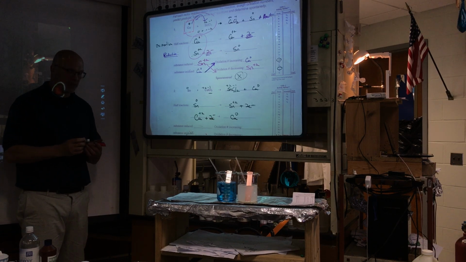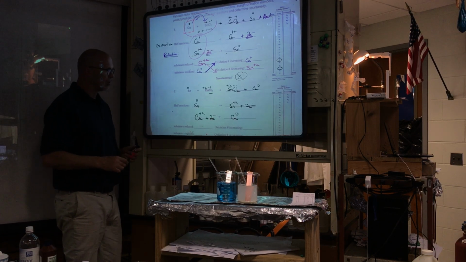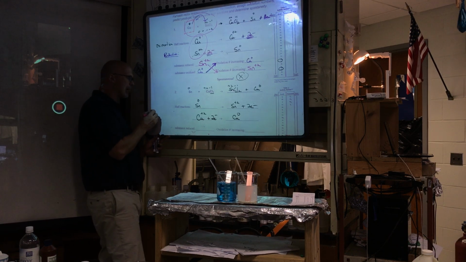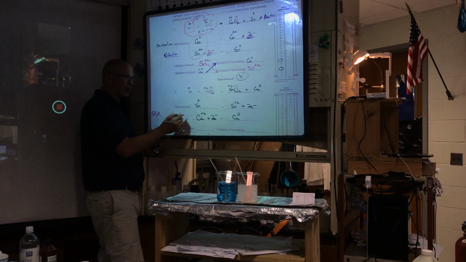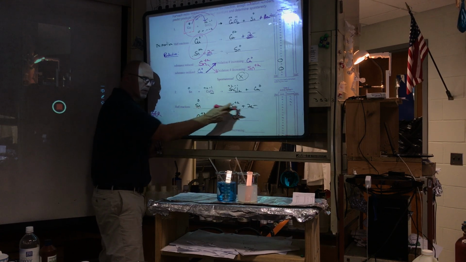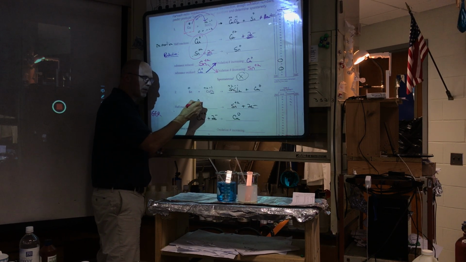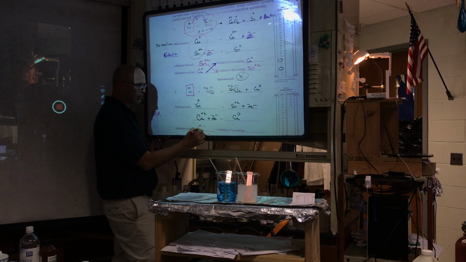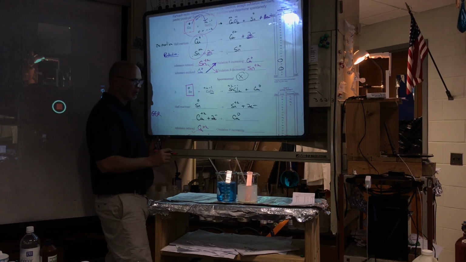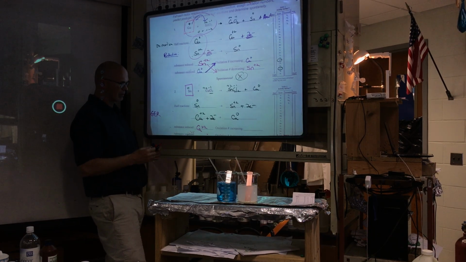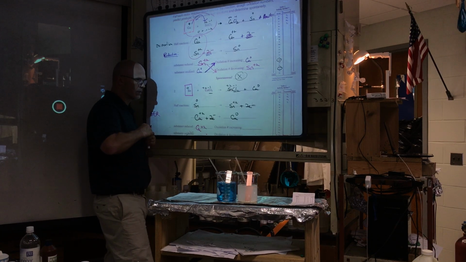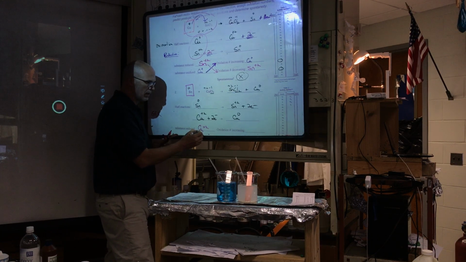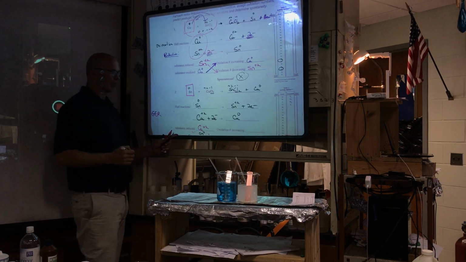Now, who specifically got reduced? And if you forget, remember LEO the lion says GER. The first one is producing electrons, the second one is gaining them. And by the way, metals standalone can't reduce. They can only oxidize. Remember yesterday, this must oxidize. So copper +2 got reduced. Who got oxidized? The first one. Well, who's the first one? Sn. Sn got oxidized, because it's a standalone metal.